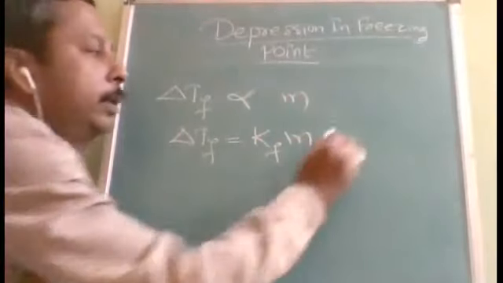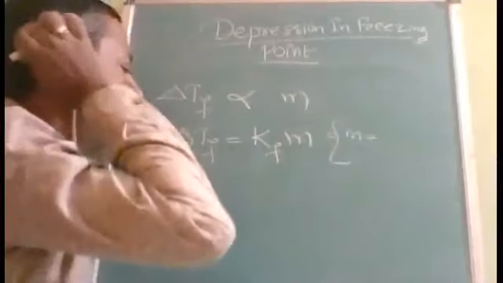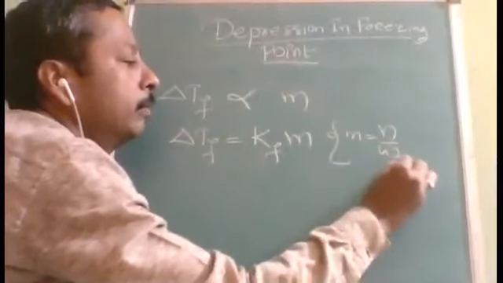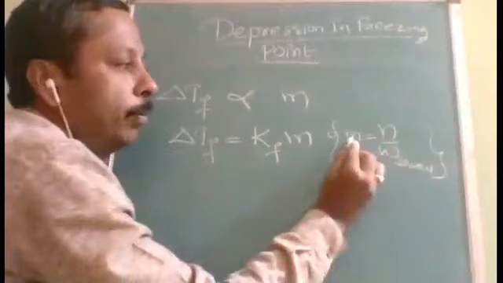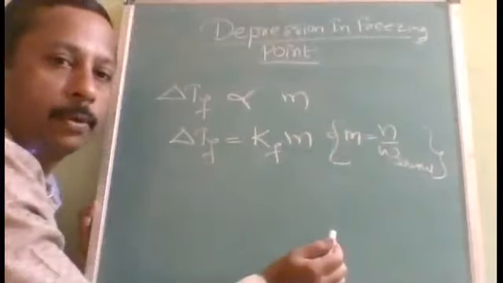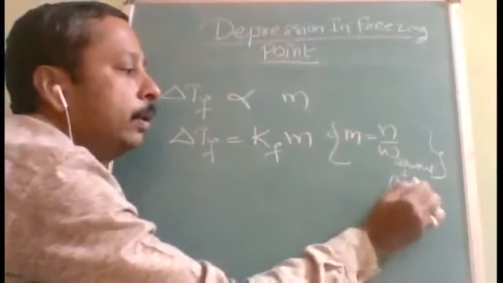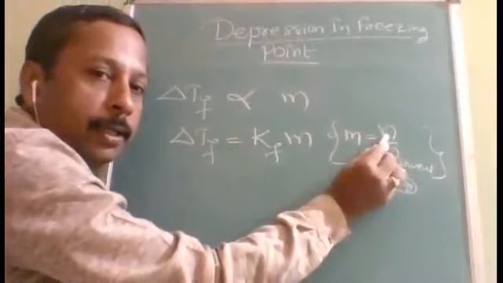I think everybody remembers that m is equal to number of moles upon mass of solvent. This is the molality definition. Molality is the number of moles of solute per kg of solvent. The mass of solvent should be in kg, and the moles we write in grams only.